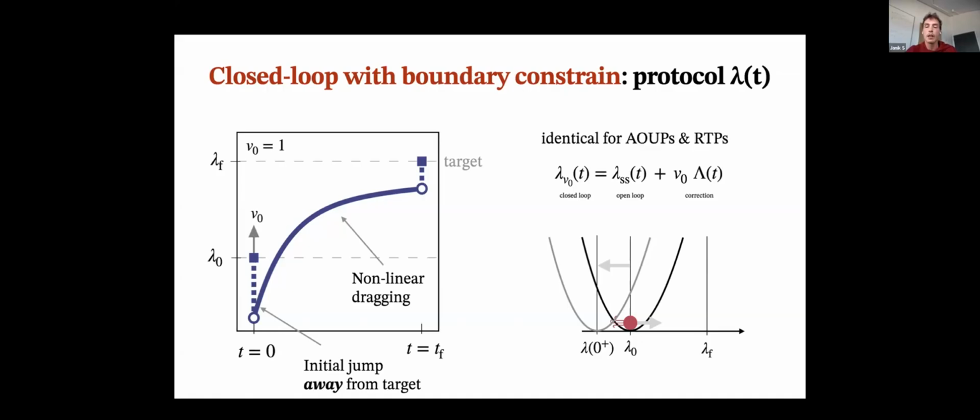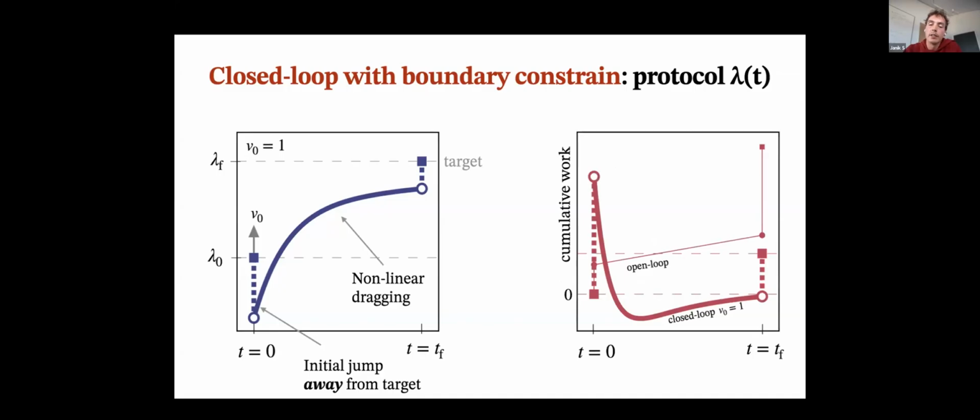And so what we did is we looked at the cumulative work from time t equals 0 to tf and compared the closed loop case to the open loop case. And what we find is that compared to the open loop case, the initial jump is quite costly, but it sets the system up in such a way that it allows for the extraction of work during the bulk phase, which in total reduces the amount of work required to drive this protocol. So that's kind of cool.